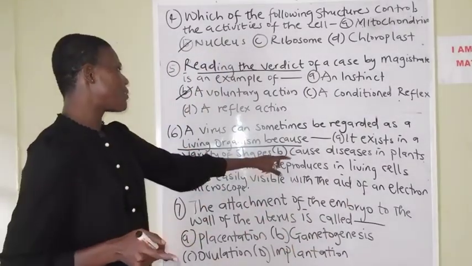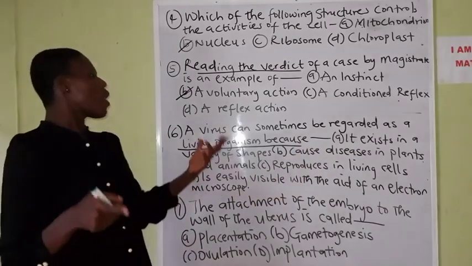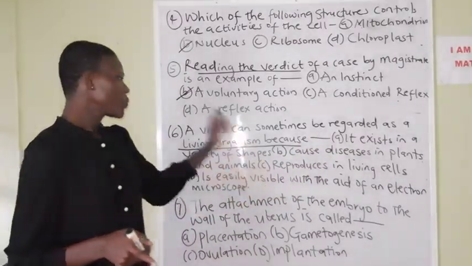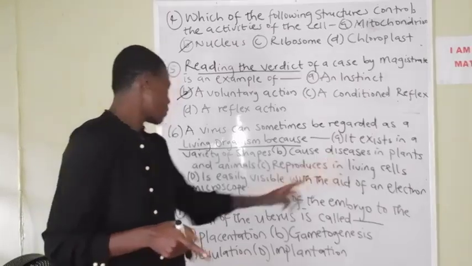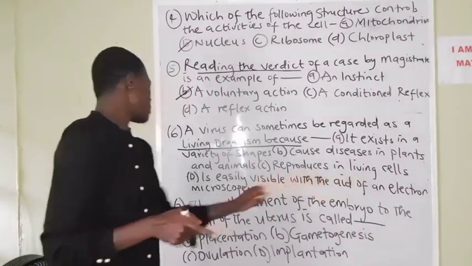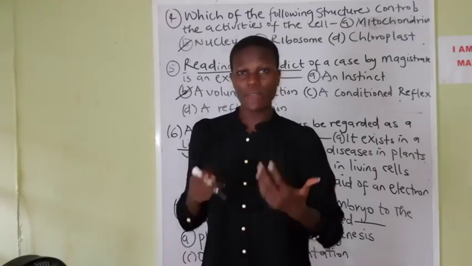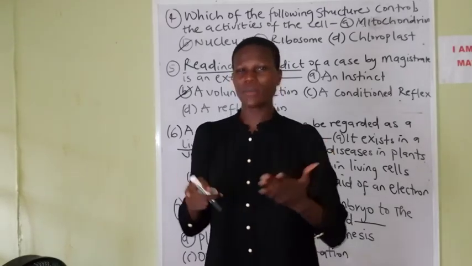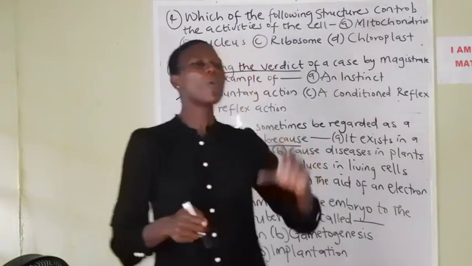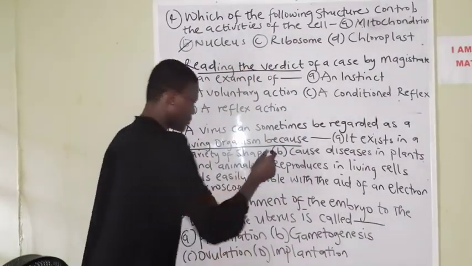Now B, we have it can cause disease in plants and animals. This does not make it a living organism, okay? Then C says it reproduces in living cells. D is easily visible with the aid of an electron microscope. Yes, that's true, because if you want to view a virus, you don't view a virus with a light microscope. You use an electron microscope. But this does not make it a living thing. So what makes it a living thing? The answer is C.